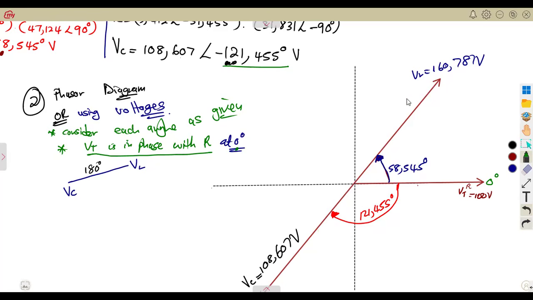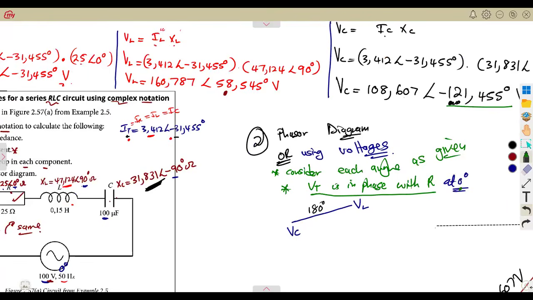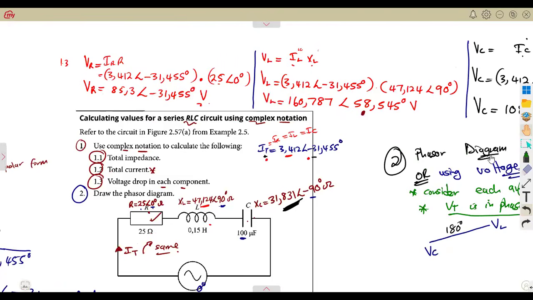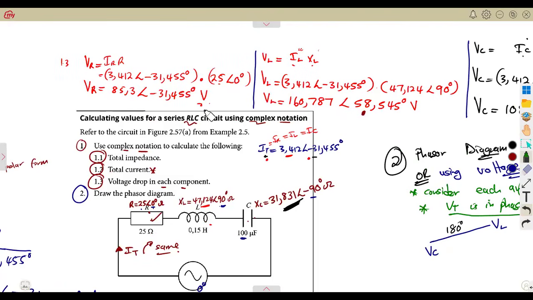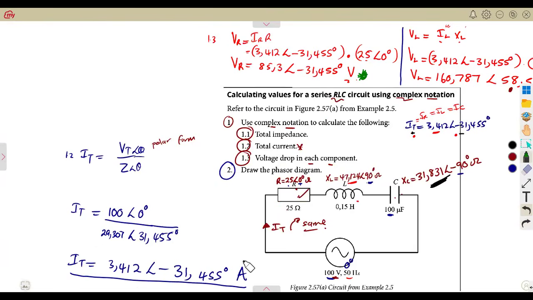So we have VL and VC. Okay. Let's go back to the last one, which is the VR, the voltage across the resistor, this one. If you take this into consideration, you are going to see that the voltage across the resistor is in phase with the total current. Remember your total current here. Same angle, minus 31.455, minus 31, same angle, VR and IT.